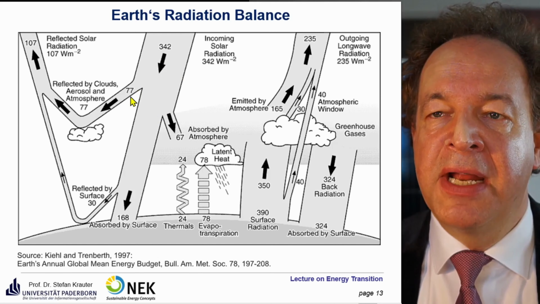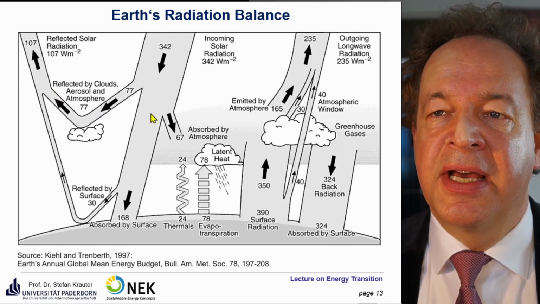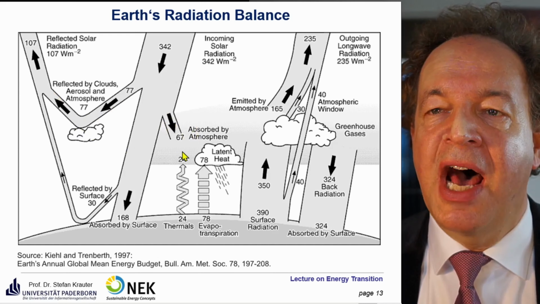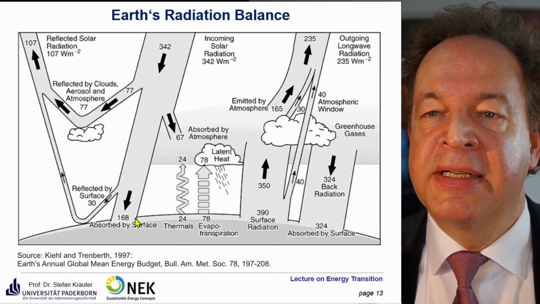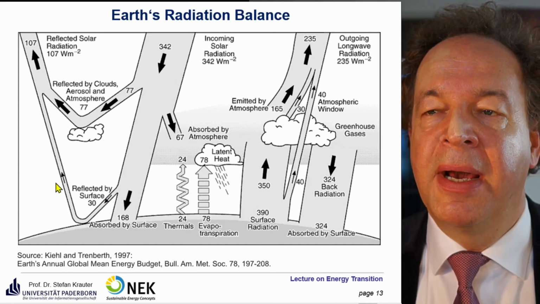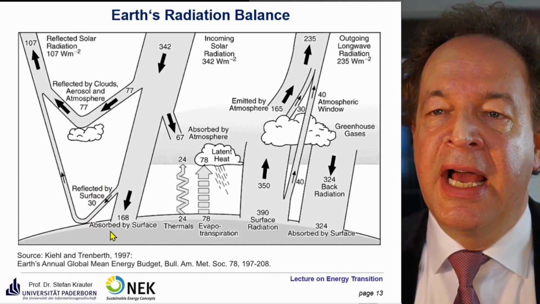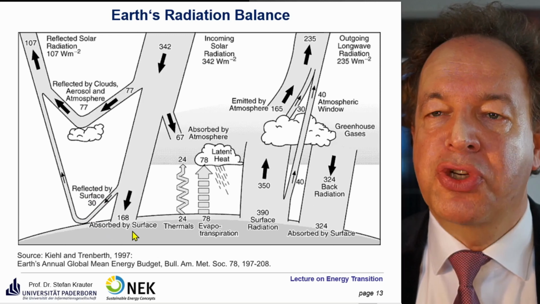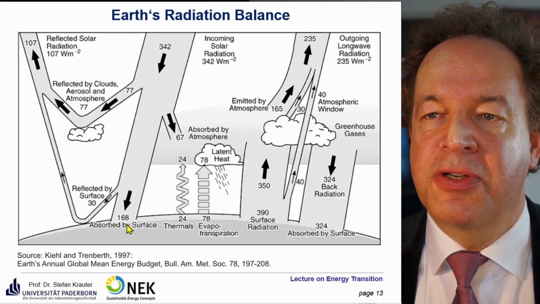Then a part is reflected by clouds and aerosols. Then a part is absorbed in the atmosphere. All the units are watts per square meter. And some is even reflected by the surface. Sure, if you have a snow surface, a lot of it is being reflected, but there are many dark areas which have a good absorption of the sunlight. And finally, we have an absorption by the surface of about 168 watts per square meter.